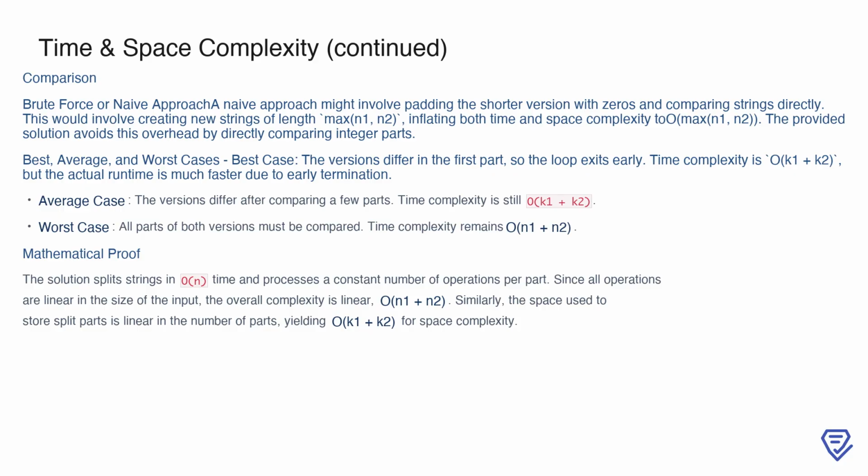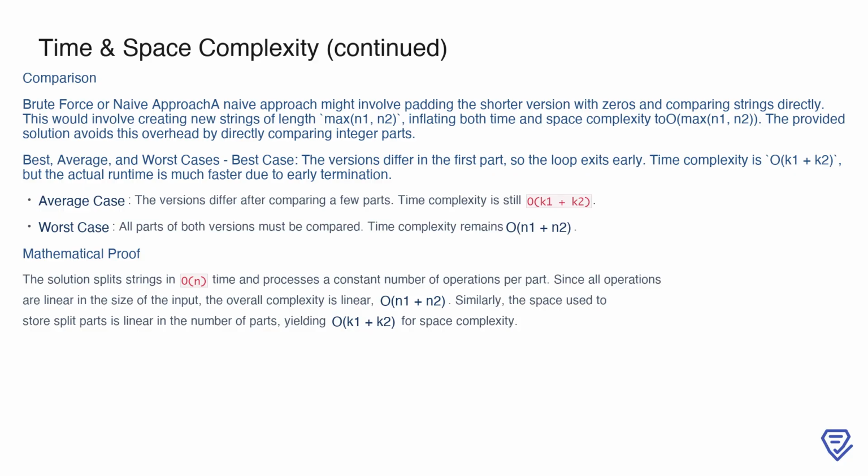A naive solution might involve padding the shorter version string with zeros and directly comparing the entire strings. This would require creating new strings of length max(n1, n2), which inflates both the time and space complexities to max(n1, n2). In contrast, the provided solution avoids these inefficiencies by directly comparing integer parts.